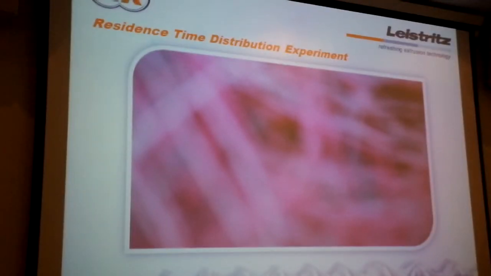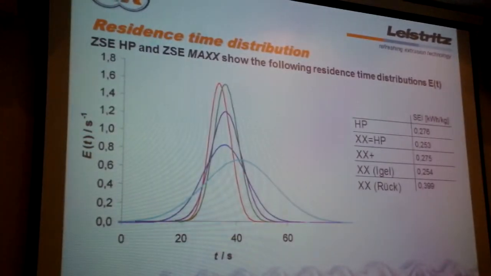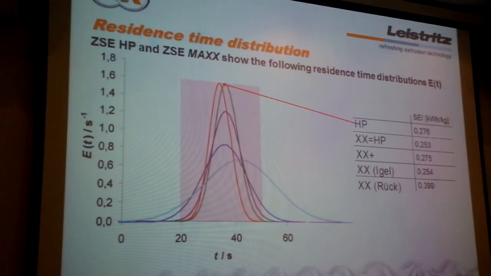Let's look at the results. This is our typical residence time distribution curves, and we just measured the coming in of the calcium carbonate. This is why they are pretty much symmetrical. Now let's look at first what happened with the low OD to ID ratio twin screw.